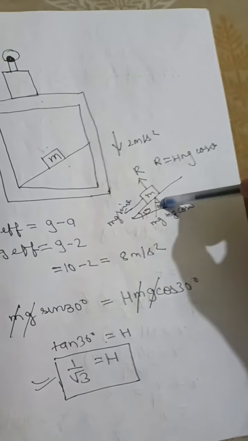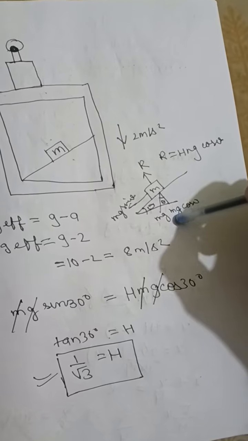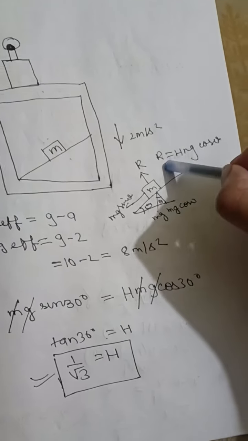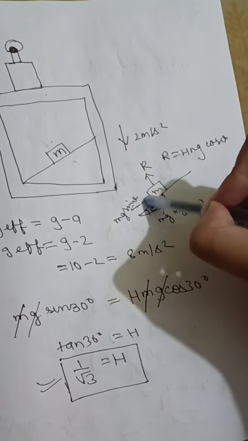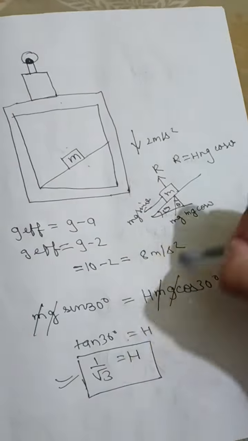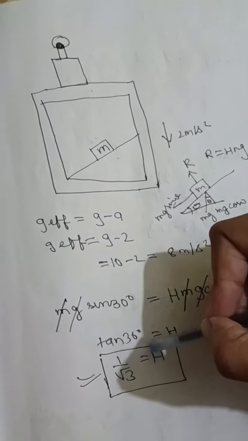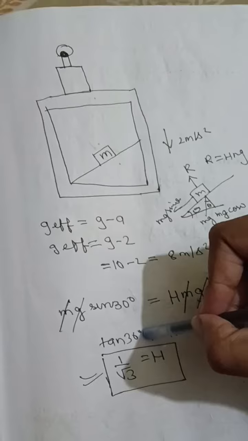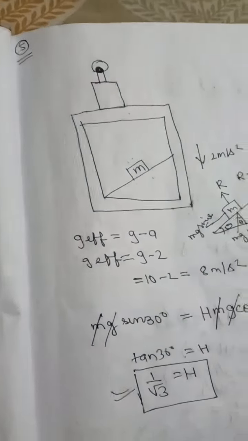We'll take R equal to mg cos theta, and here R is equal to nu mg cos theta, which is equal to mg sin theta. We will equate these to cancel the m and the g, and we are left with nu, the coefficient of friction. The coefficient of friction will be tan theta, and we have 1 by root 3. So this is our answer.